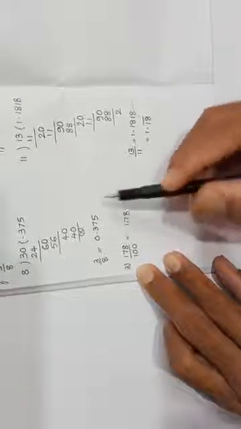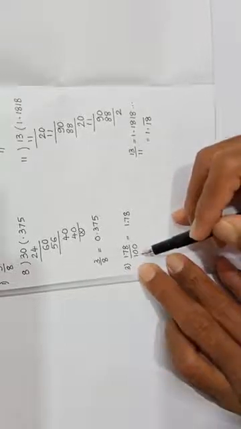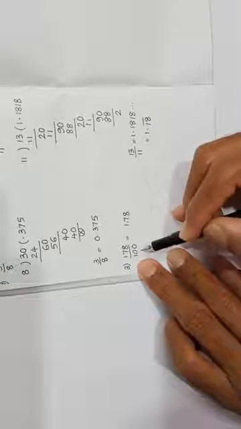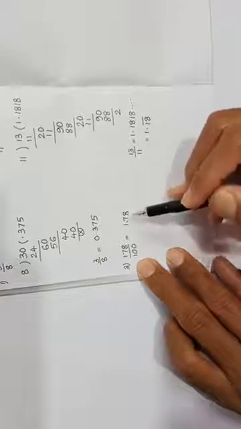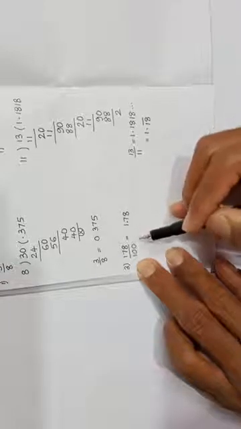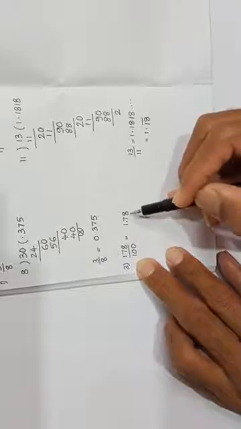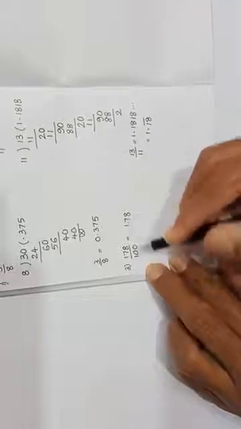By dividing also we get the same answer, but you need not do the division. When the rational form p by q has a denominator of 1 followed by zeros, simply write the numerator, and the number of zeros is the number of digits after the decimal. Similarly, observe another example.